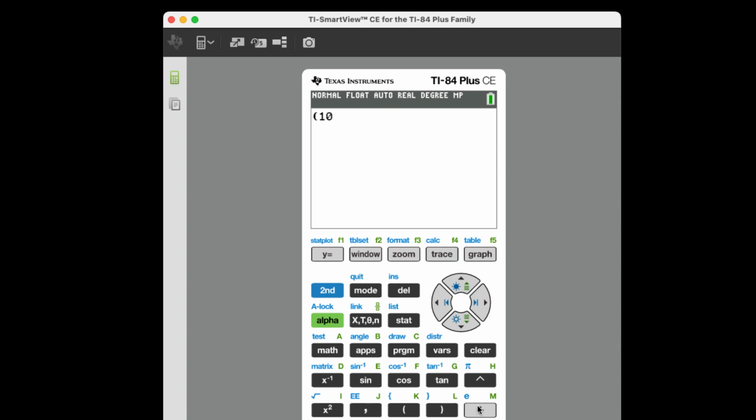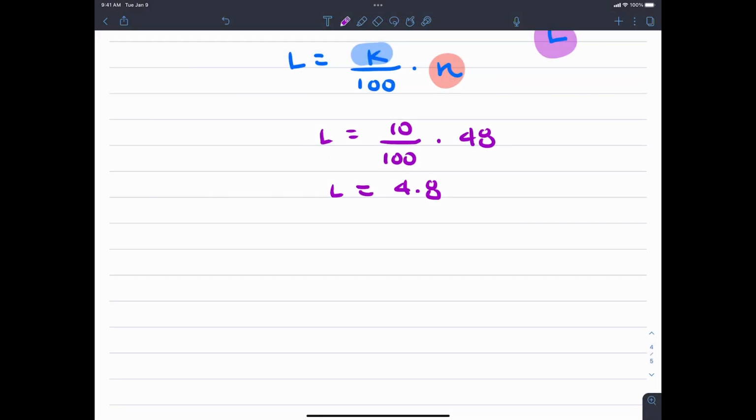10 divided by 100, close that, times 48. Now, what does this equal? Right, so this equals what? 4.8. So far, so good?